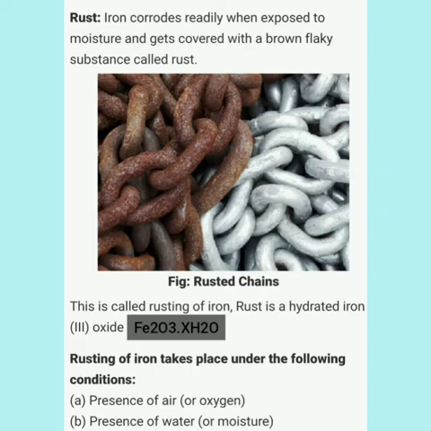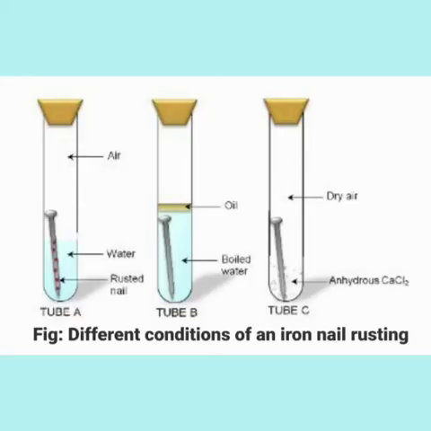Rust is hydrated iron three oxide with formula Fe2O3.XH2O. Rusting of iron takes place under two conditions. First, presence of air. Second, presence of water. To understand that both presence of air and presence of moisture are necessary for rusting, let's see an example.